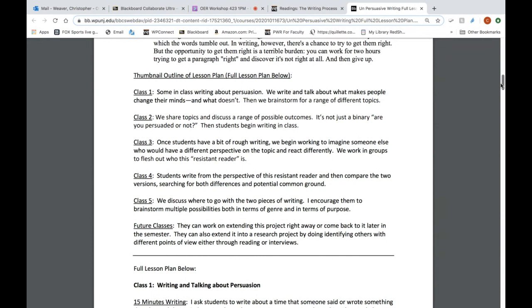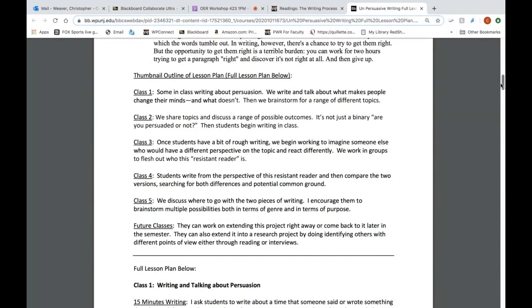And then what I want to do in the second class is, we've talked in the first class about how persuasion is kind of difficult, and now I want to talk about a range of possible outcomes. So I want to get them away from thinking either you persuade them or you don't, either you're right or you're wrong. So they tend to think of topics as either you're pro-life or you're pro-choice. Either you think global warming is a threat or you think global warming is a hoax. Those binaries aren't very useful because nobody persuades anybody. But we try to think, are there other outcomes other than absolute persuasion that might be achievable?